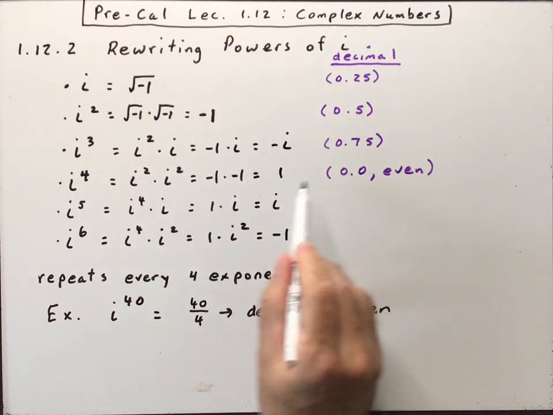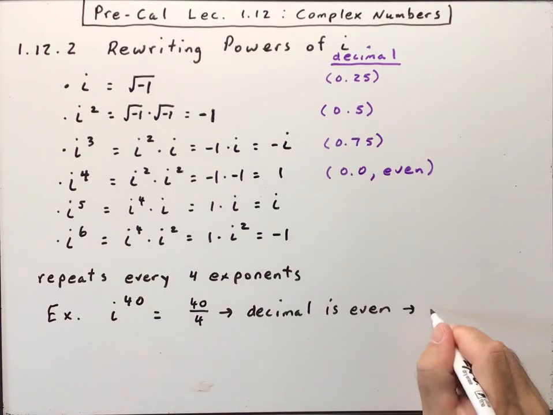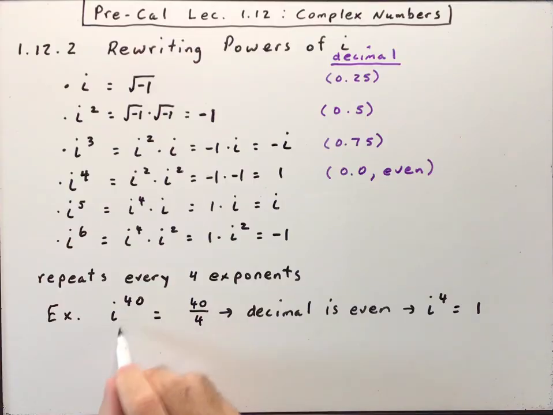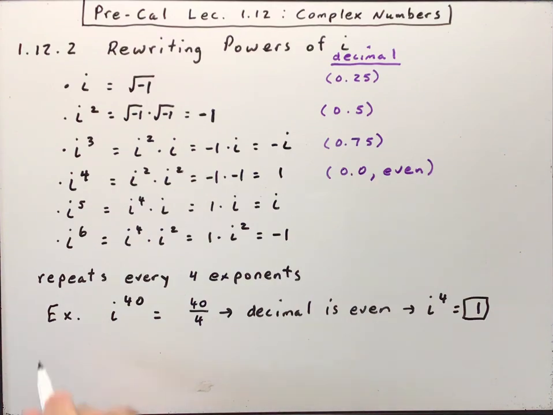Well, which one of these matches that? Well, that's the same as i to the fourth, which is just equal to 1. So i to the 40th is just another way of saying 1. All right, we're going to do a couple more, and then hopefully you'll get the gist of it.